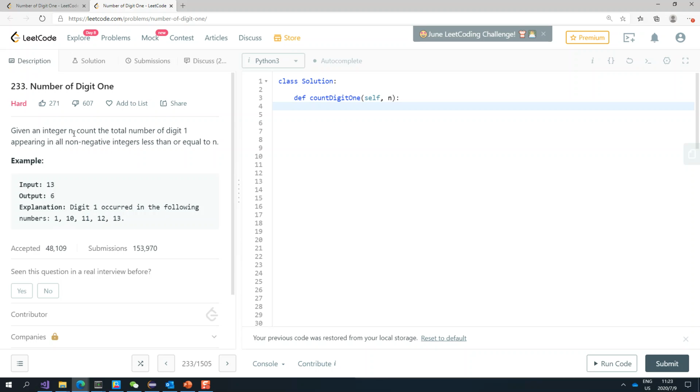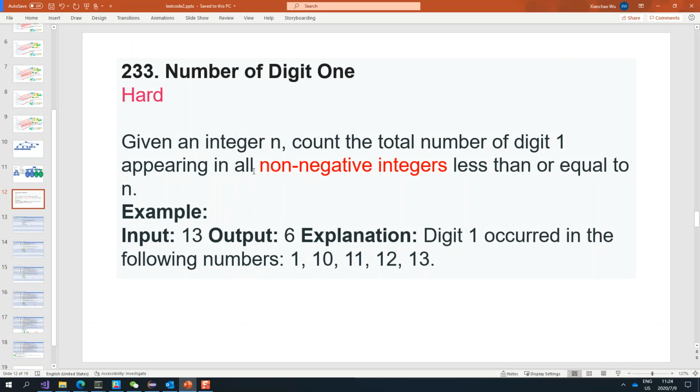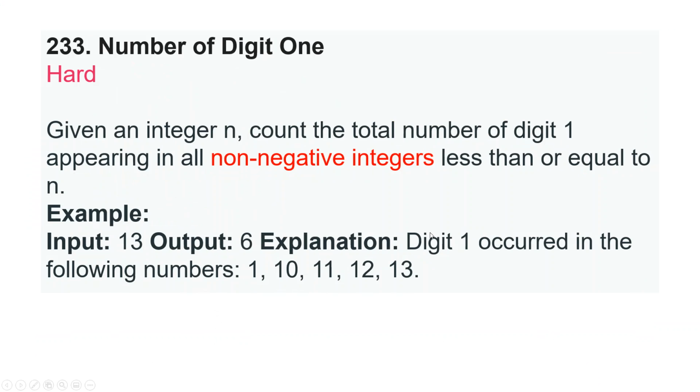These are the numbers which include the digit 1, right? If the input n is a negative number, we can directly return 0, because there are no non-negative integers less than it. So let's give a brief analysis of how to deal with this question. Let me build a slide and have a try.